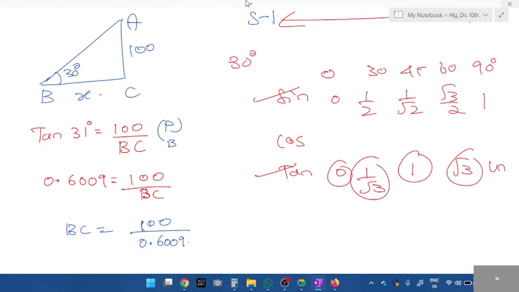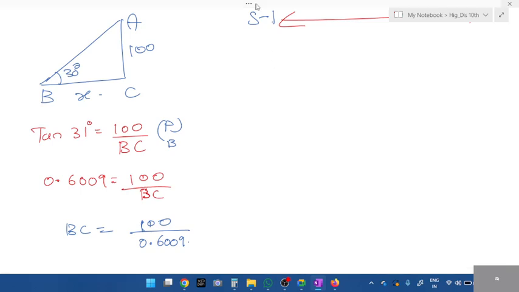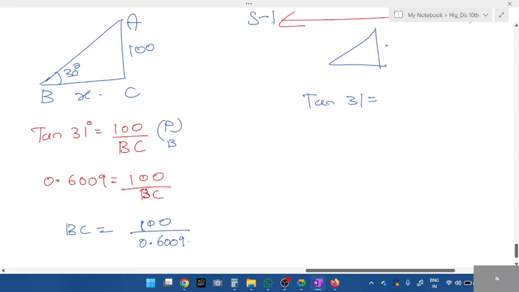No, no, correct. Divide. Tell me properly. Divide what? Dividing decimals is tough, right? Yes, dividing decimals is tough. Fine. If the same question, if they ask you to find the value of AC and BC value is 100, and the same tan 31 degrees is given, tan 31. Now what will be the value?